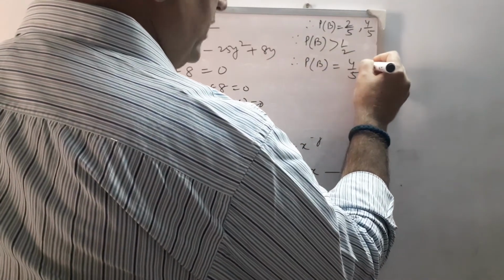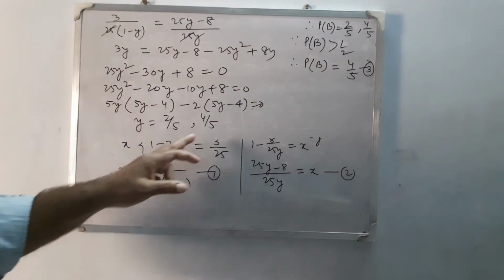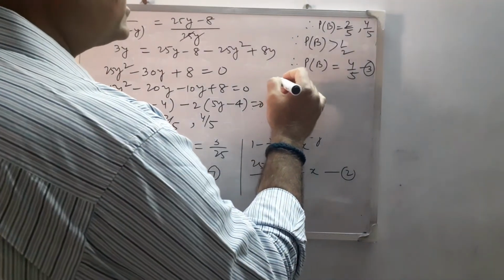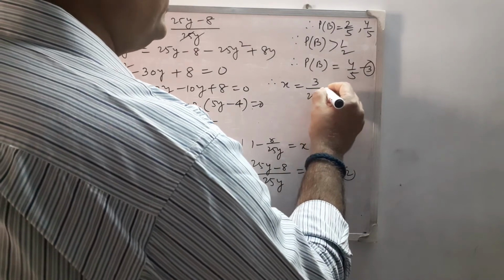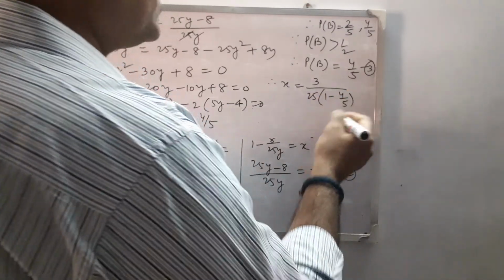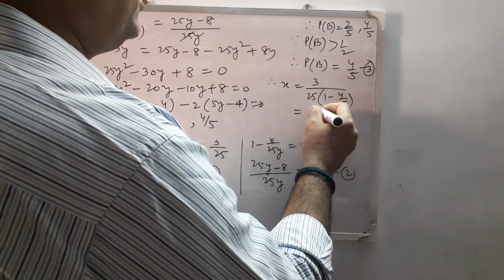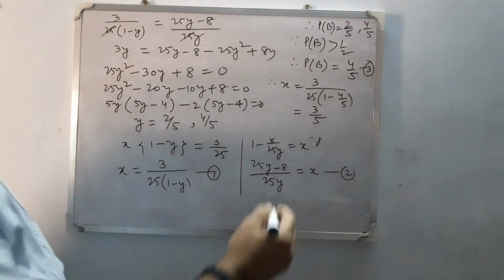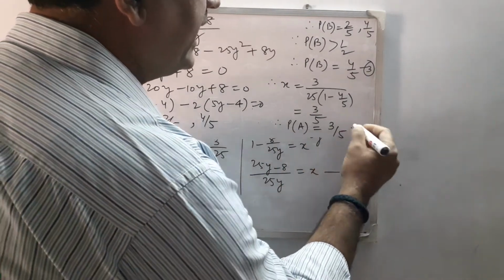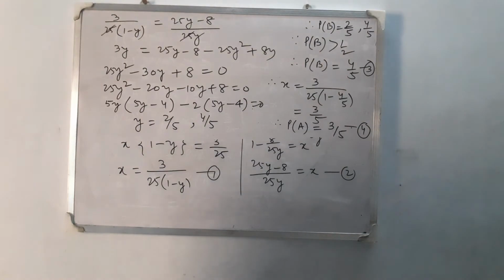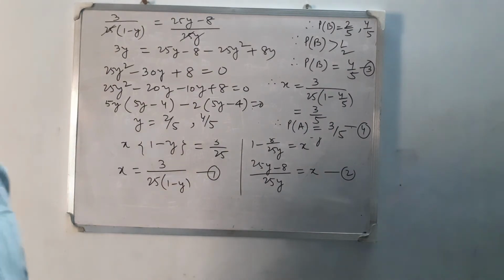Now once you know the value of P(B), try to find the value of X taking Y = 4/5. Therefore, from equation 1, X = 3/25 ÷ (1 − 4/5). Now if you take the LCM and invert it, you are getting 3/5. Therefore P(A) = 3/5. You can observe that this P(A) is also more than half because this is 0.6. So these are the two values of P(A) and P(B). This is a very, very important problem.